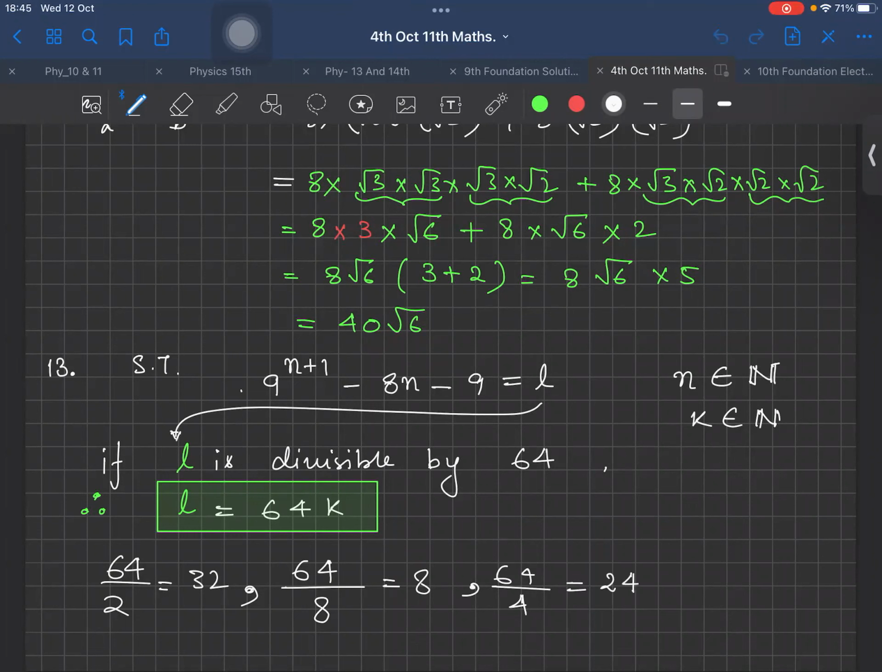24? Sorry, sir. 26, sir. 26. Okay, so 26. So it is, now you see it is divisible by 2, divisible by 4, divisible by 8. It's divisible by so many numbers, right?